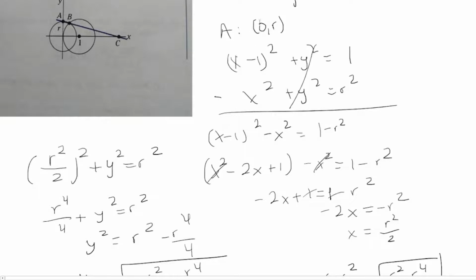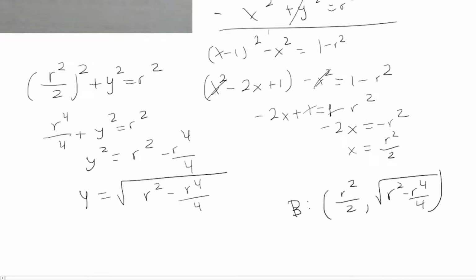Because this is a y-intercept, we can use the slope-intercept form. So in other words, y = mx + b. So we know b is going to be r, because that's where it intersects. So now we just need to find the slope. So the slope will be the change in y over the change in x.